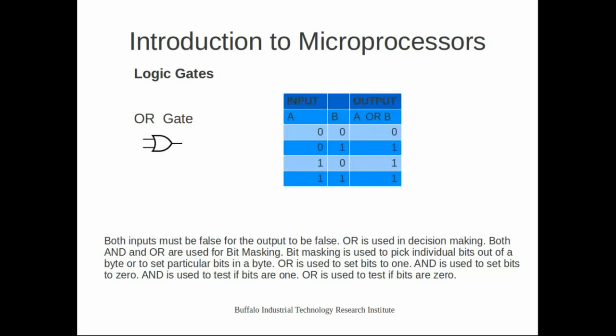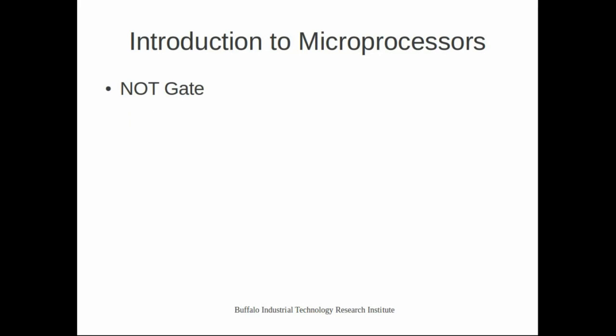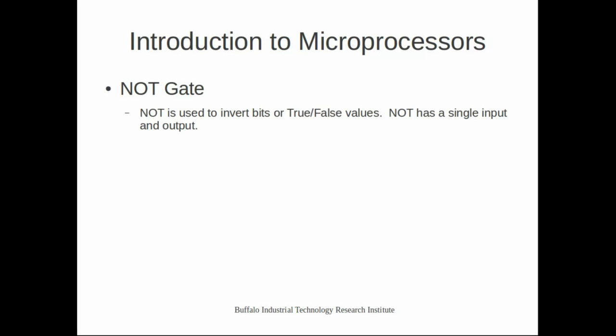The truth table for OR gate looks like this. Both inputs should be false for the output to be false. In rest of the cases, the output is true. The third of the basic gate is NOT gate. NOT gate has a single input and single output. NOT is used to invert bits to true or false values. When the input is true, the output is false. Input is false, the output is true.